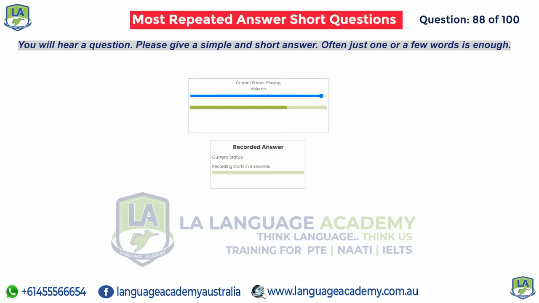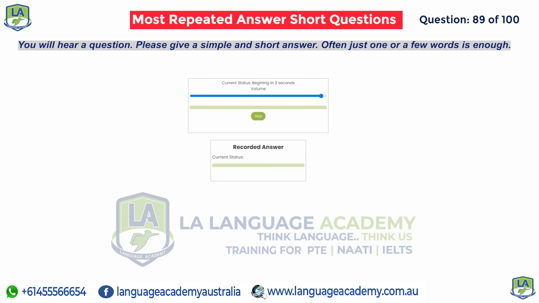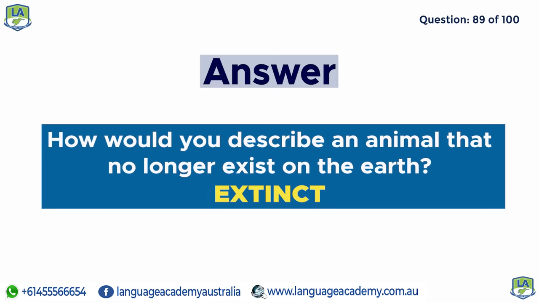Who painted the famous mural in the Sistine Chapel in Vatican City? Michelangelo. How would you describe an animal that no longer exists on the earth? Extinct.